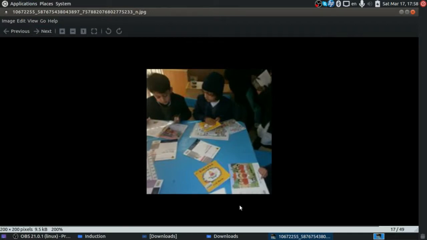What's the difference? Independently. You could see that there is no teacher around them. The teacher might be taking pictures.